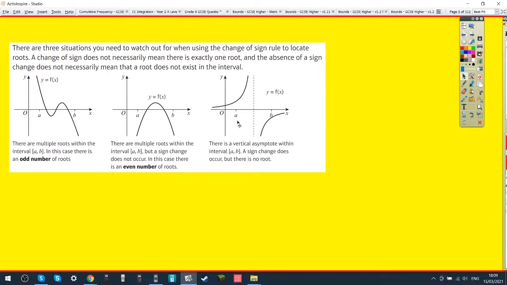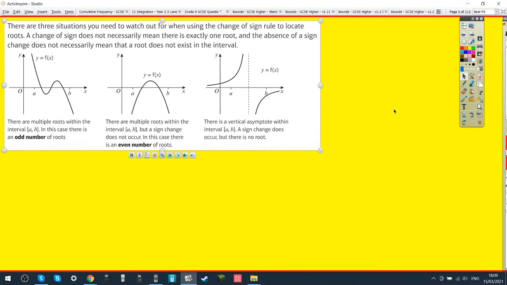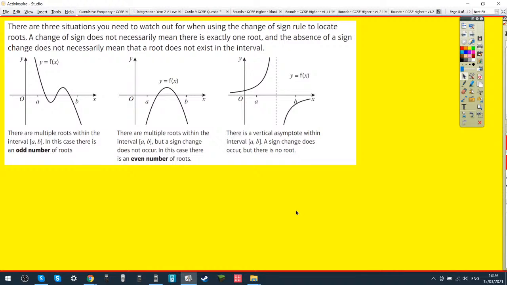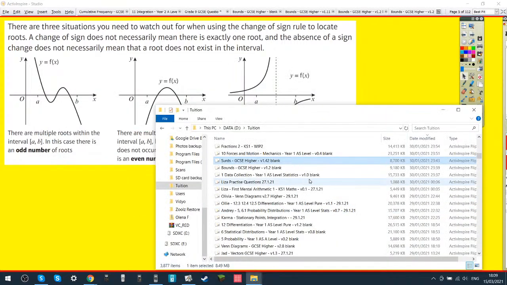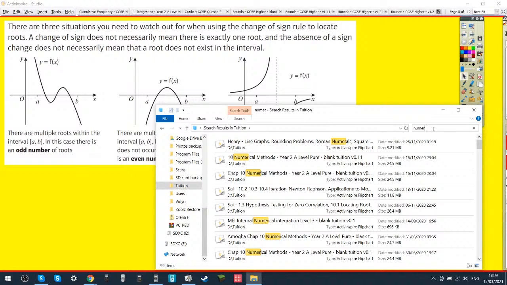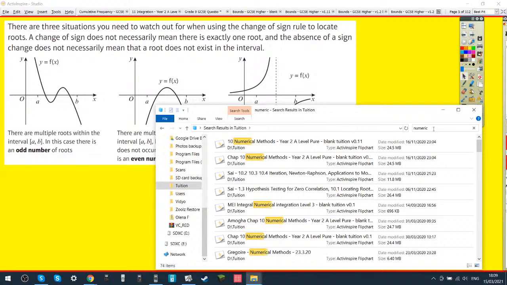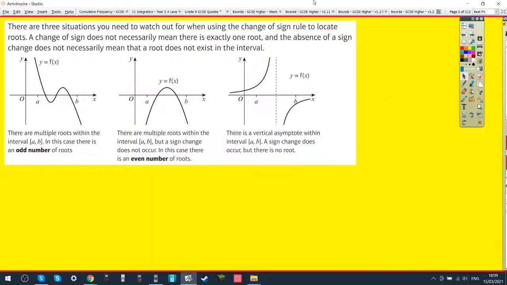Different stuff, different roots. I thought my lesson was a bit better than this. One second. This is chapter 10, numerical methods. Yep, alright. This is as good as it gets. I do have better stuff than this.